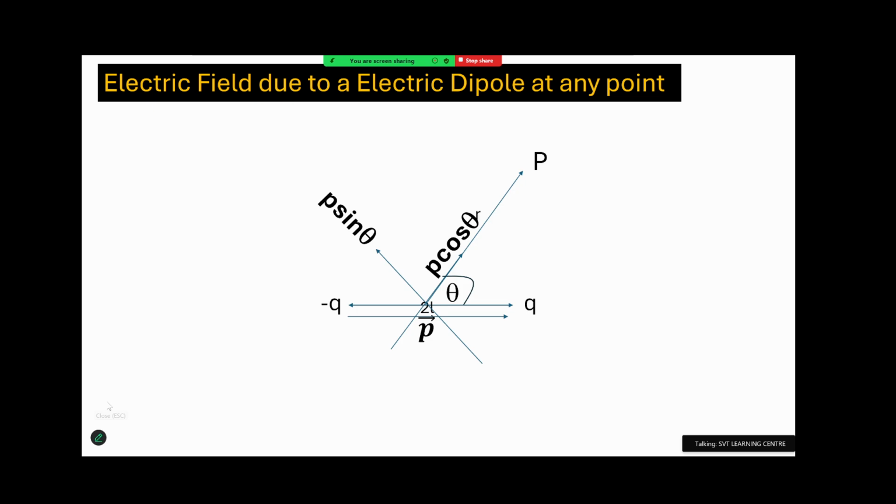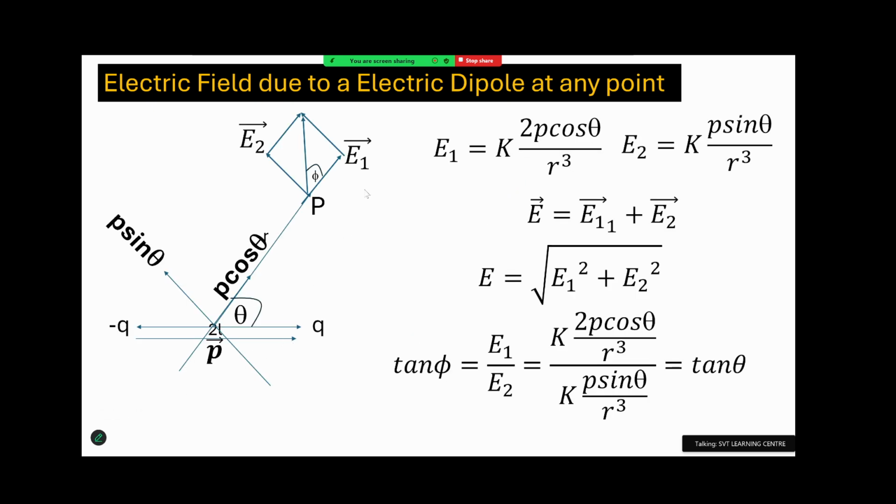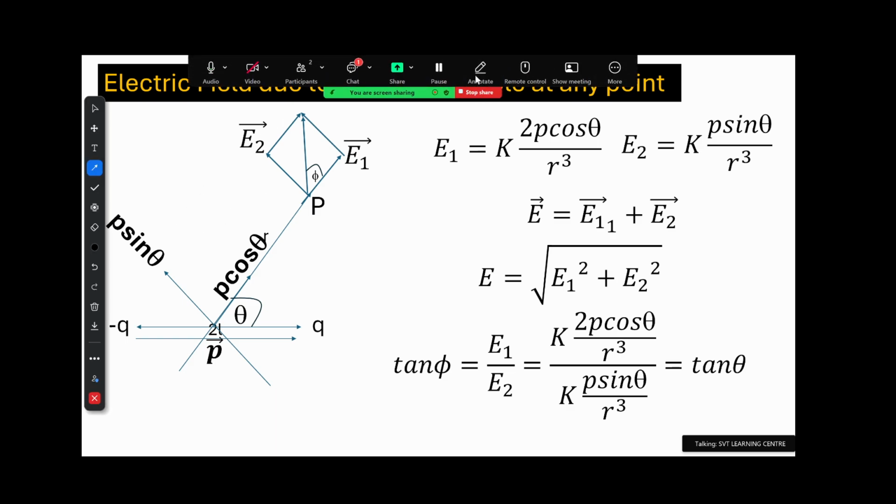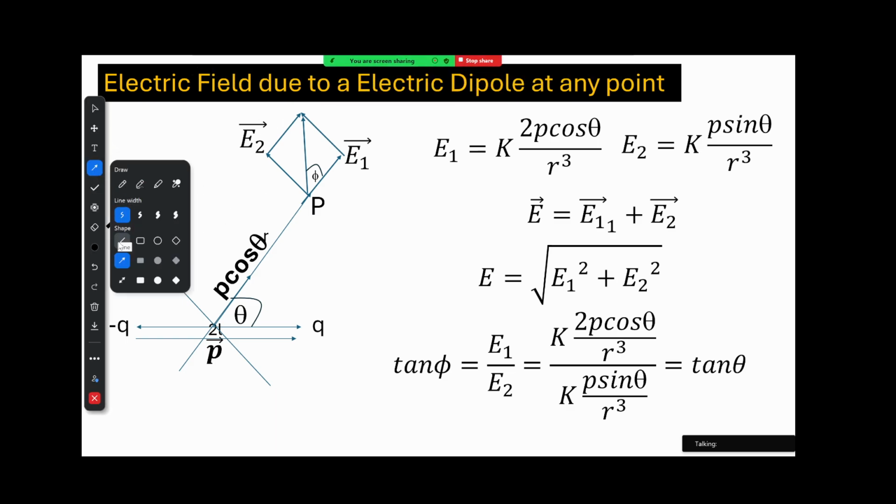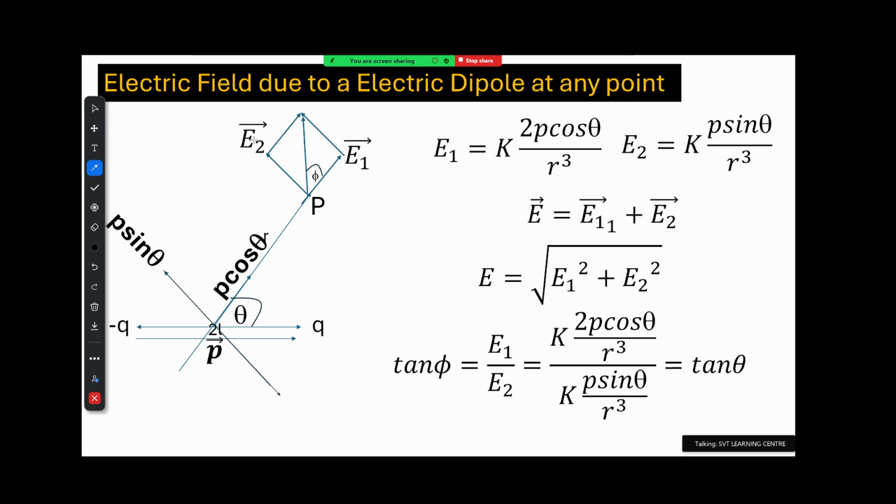So first we resolved it, and next we take E1 as the electrical field due to P cos theta, and E2 as the electrical field due to P sin theta. Notice the direction, it is opposite to the dipole moment. Here again there is a correction, it is directed this way. So E2 is due to P sin theta, E1 is due to P cos theta. As per the formula we learned just a while ago, E1 will be k 2P cos theta by r cube, E2 will be kP sin theta. Notice there is no 2 upon r cube.